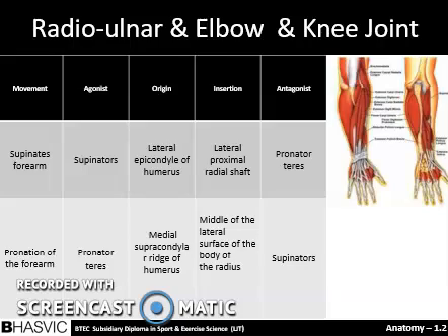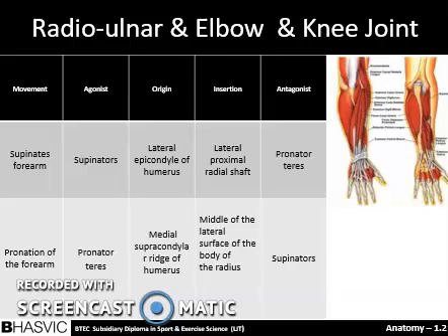The radio-ulnar, elbow, and knee joint. This one is for the radio-ulnar. The agonist is the supinator. Its main movement is to supinate the forearm. The origin is the lateral epicondyle of the humerus, and its insertion is the lateral proximal radial shaft. The antagonist, however, is the pronator teres. The pronator teres' main movement is to pronate the forearm.